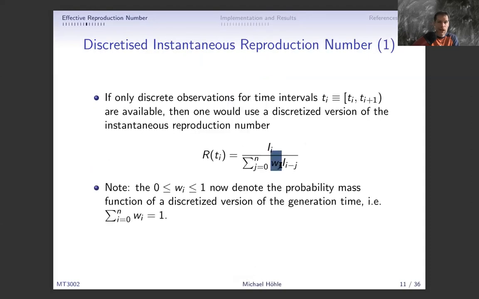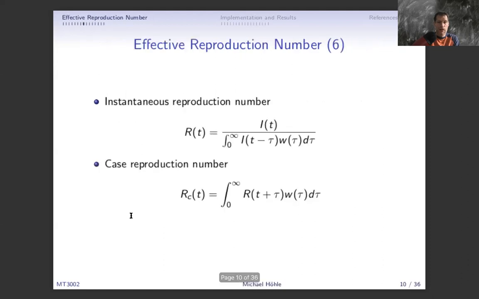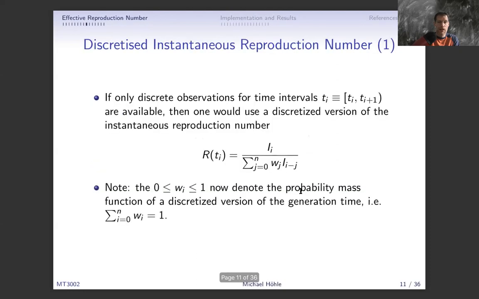And now these w_j's are simply the probability mass function of the generation time. So that is the discretized version of what we had here before in time since infection, right? Okay, so that will be a discretized version of this, and you can further say, okay, well, that's going to be our estimate.